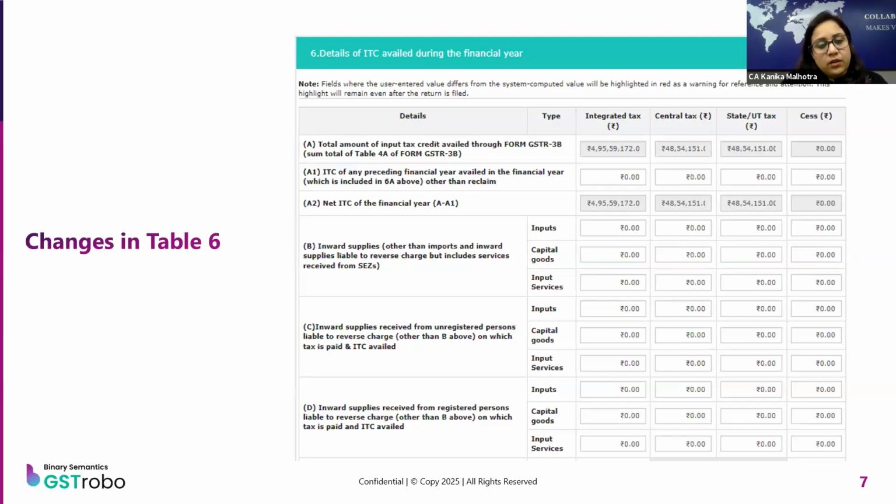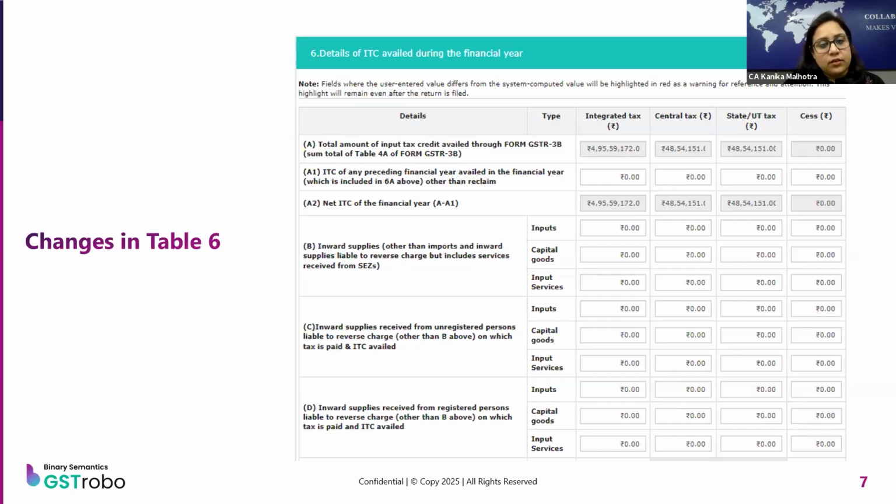Similarly, in 6B, all the ITC related to 6B, 6C, 6D will imply a bifurcation into inputs, capital goods and input services. You need to bifurcate all those inward supplies or the purchases that you have made in these respective columns for this financial year.